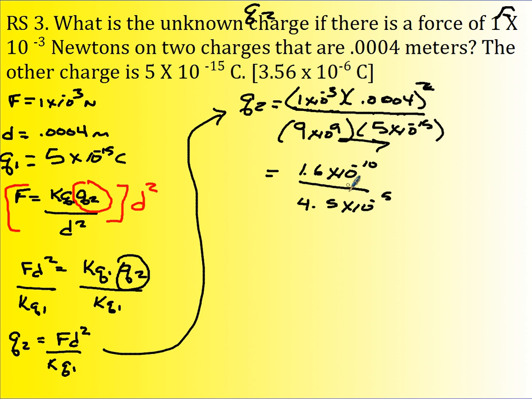Now I'm going to divide 1.6 times 10 to the negative 6 by 4.5 times 10 to the negative 5. And I get a weird answer. Let me do it again. 1.6 times 10 to the negative 10 divided by 4.5 times 10 to the negative 5, and I get 3.55555. Let's round that to 3.56 times 10 to the negative 6. Always check the numbers you put in your calculator. Teachers make mistakes.